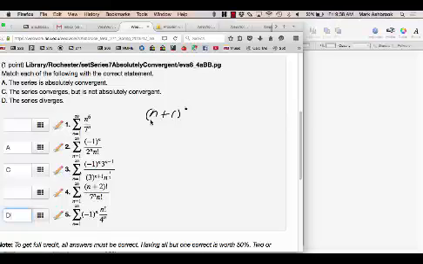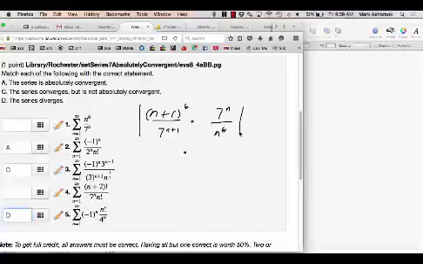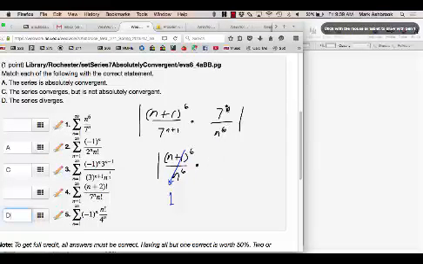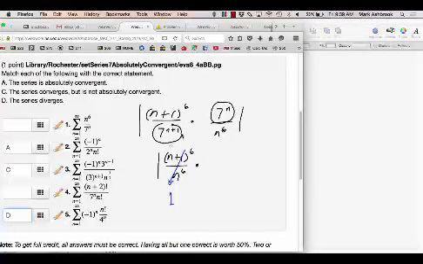(n plus 1) to the 6th over 7 to the n plus 1, times 7 to the n over n to the 6th, is (n plus 1) to the 6th over n to the 6th, limit 1. You should see that that's 1. Leading term n to the 6th. How about 7 to the n over 7 to the n plus 1? How many more 7s do we have in the denominator? One more 7 in the denominator than the numerator.